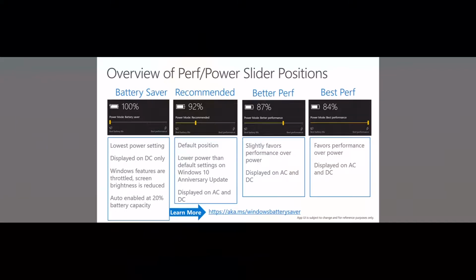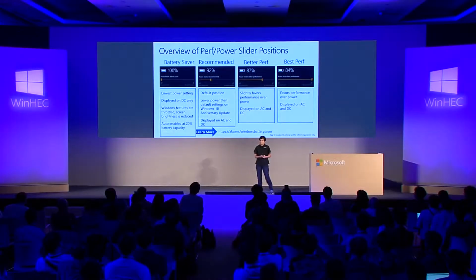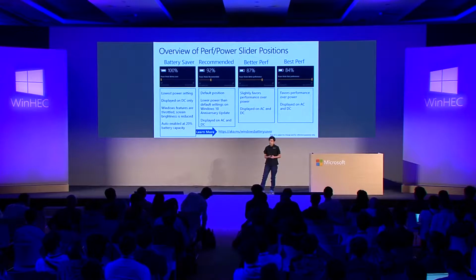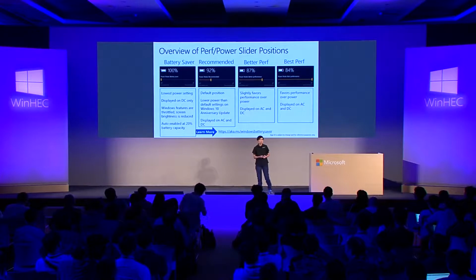Recommended is the default out-of-box position that delivers longer battery life than the default settings on the previous OS releases. Recommended is available on both AC and DC, and this is where we expect most users to land most of the time. Better performance slightly favors performance over battery life and would be appropriate for users who want to trade off power for better performance. This setting is displayed on both AC and DC. Best performance favors performance over power and is targeted at users who want to trade off power for performance and responsiveness.